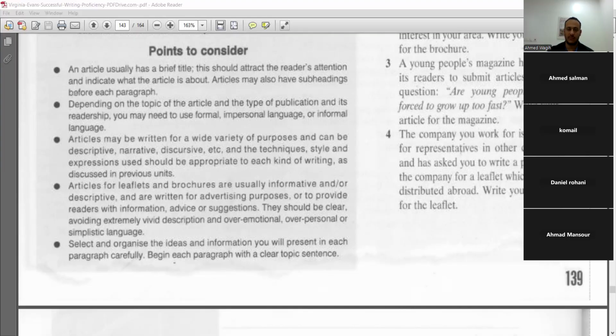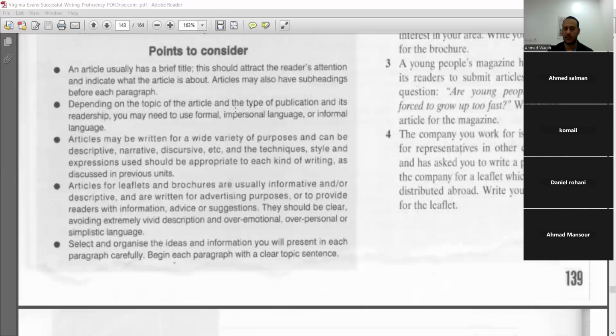Articles may also have subheadings, but actually we don't use subheadings for articles, we use them for reports. Some reports or news reports are considered kind of articles. But for articles, we don't have subheadings, we use only a title and 4 paragraphs. I just need from you 4 paragraphs: introduction, 2 main body paragraphs, and a conclusion.